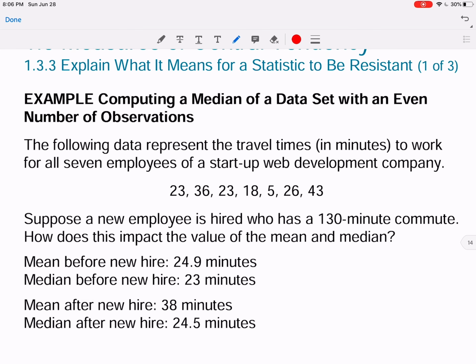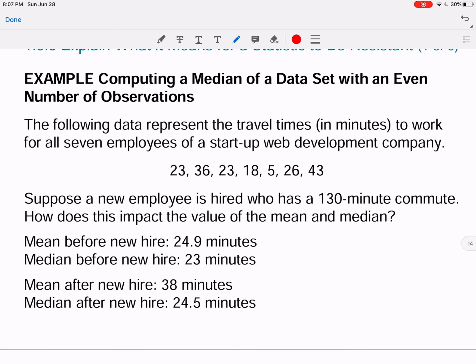median of a data set. Now let's take a look at the relationship between mean and median and the shape of the distribution by going over this slide over here. Now let's take a look at the example again. So this is the previous example. We get 7 numbers here. Suppose a new employee is hired who has a 130 minutes commute. How does this impact the value of the mean and the median? So first of all, compared to those 7 numbers, 130 is an extremely large number.